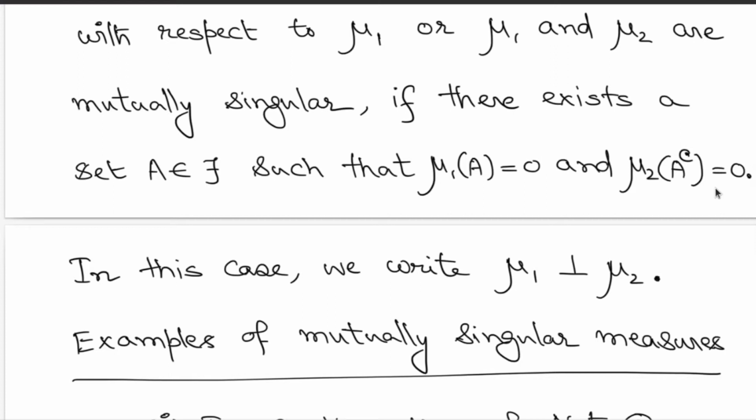On the first part, mu1 assigns 0 mass, so mu1 is essentially focusing on the A complement part. Mu2 assigns 0 mass to A complement, so essentially mu2 is concentrating its attention on the first part A. Therefore, if you get any subset of capital A, there mu1 will associate 0 mass. If you get a set which is a subset of A complement, there mu2 will associate 0 mass. So that is the idea. This is what is known as mutual singularity, and we use this perpendicular symbol to denote this situation.